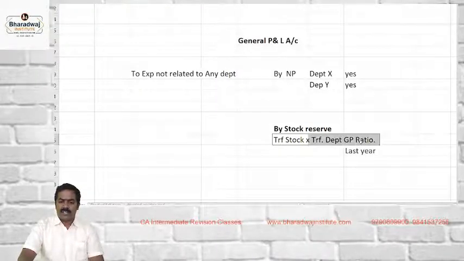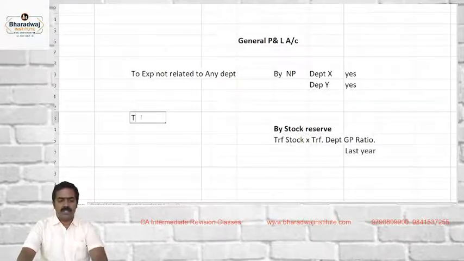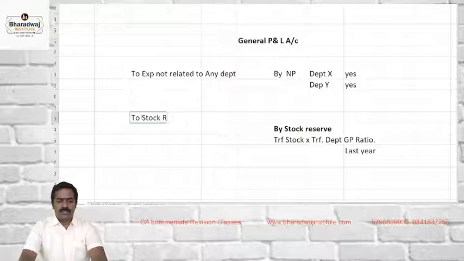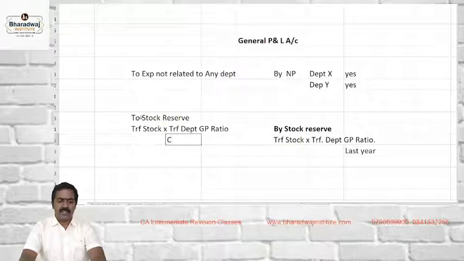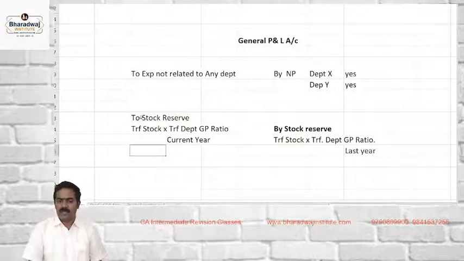Transferring department's GP ratio of which year? Last year. Same way for the closing stock, you will put what? To stock reserve, simple: transferred stock, whatever is unsold, into which one? Transferring department's GP ratio. Which year? Current year GP ratio, because closing stock will be out of current year transfer.